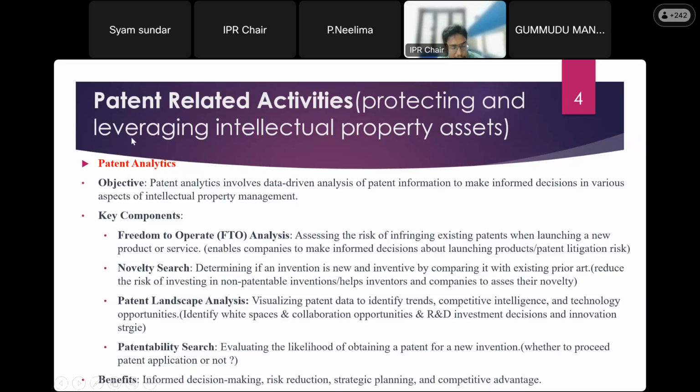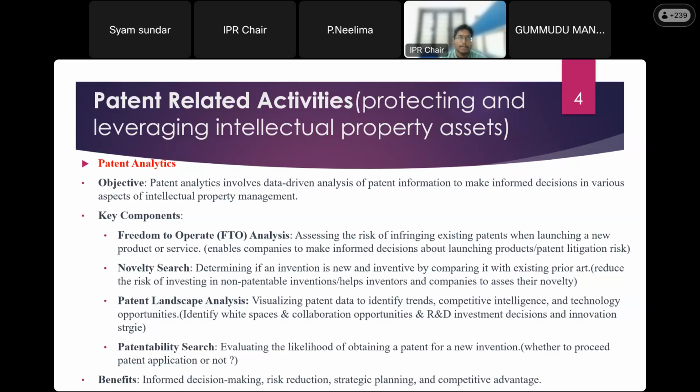So what is the objective of patent analytics? It involves data-driven analysis of patent information. For example, you have some invention and you don't know whether it is useful. Imagine you got some idea and experimented with it, and you feel that nobody else in the world has come up with that kind of idea, and you feel that this is an invention and you want to protect it. If you want to patent the invention, you need to know the analysis of patent information to make informed decisions in various aspects of intellectual property management.